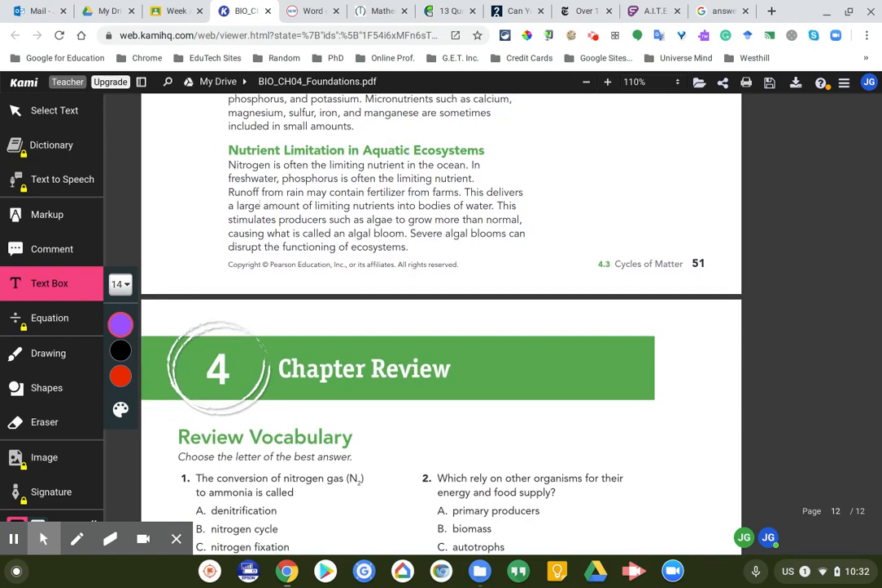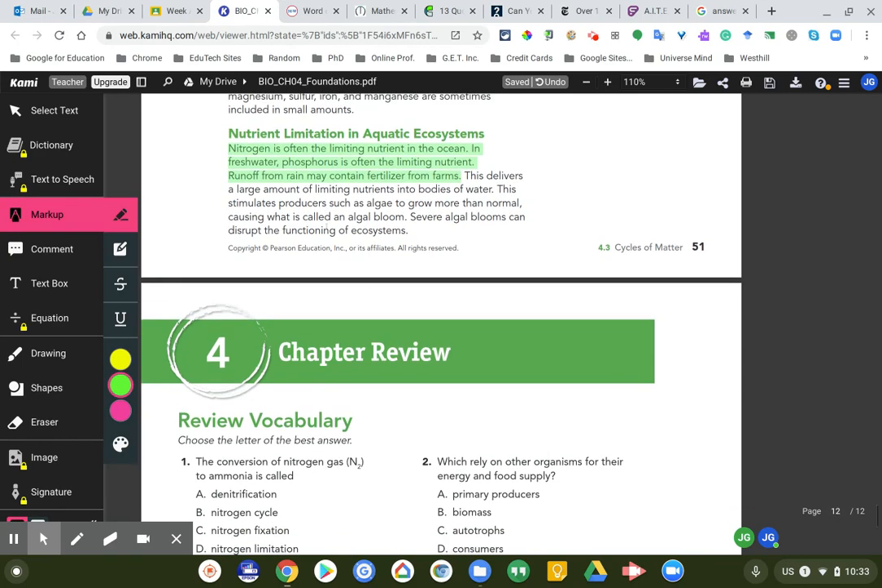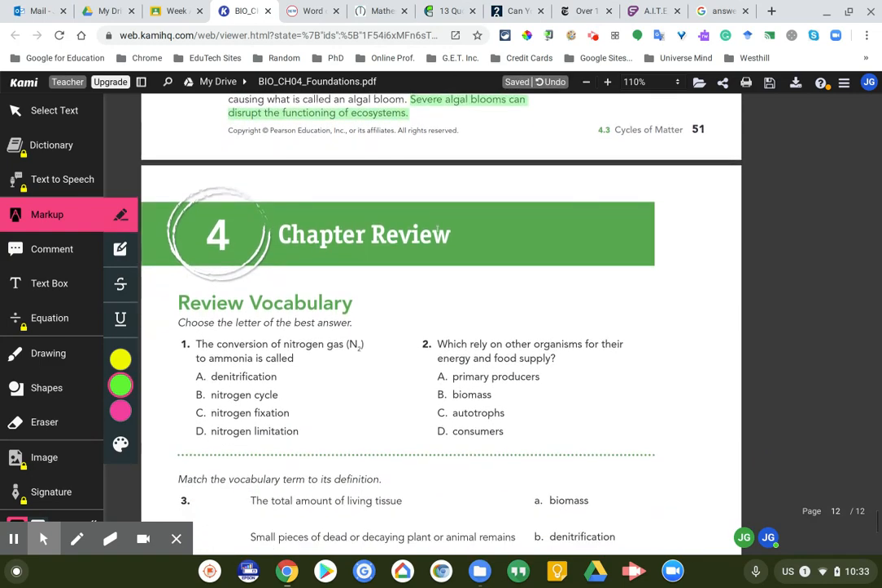Runoff from rain may contain fertilizer from farms. That's true. Okay. We're putting way too much fertilizer onto our soil and into our atmosphere, water, stuff like this. This delivers a large amount of limiting nutrients in the body's water. This stimulates producers such as algae to grow more than normal, causing what is called an algal bloom. Several algal blooms can disrupt the functioning of ecosystems. Right, okay?